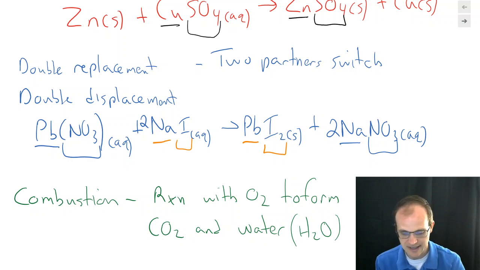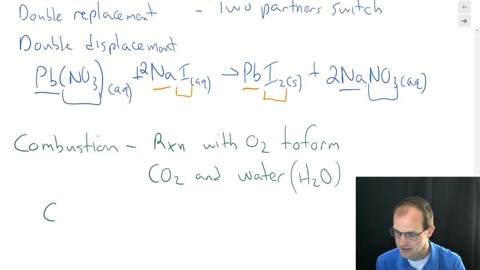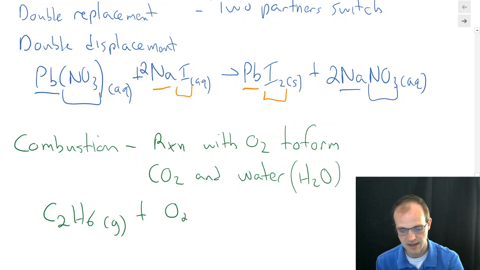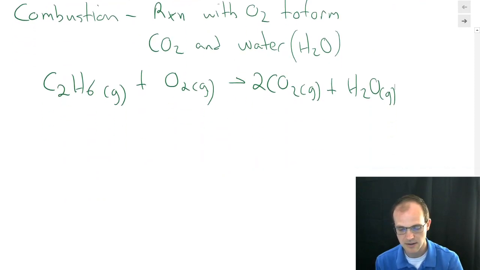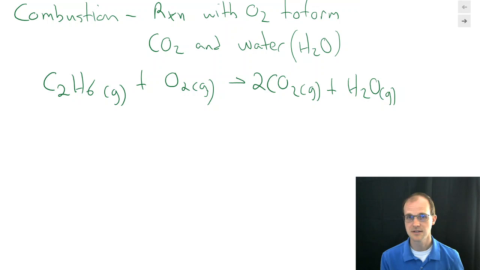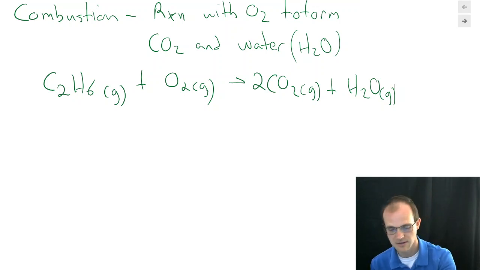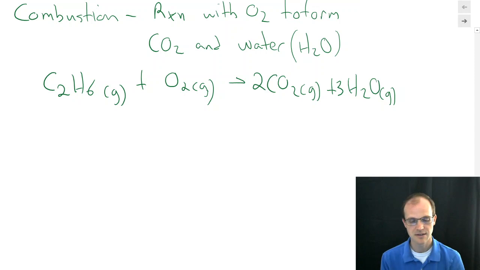So an example is anytime we burn something. So we're going to say C2H6, ethane, react it with oxygen, and we're going to form two CO2s and H2O. Do we have a balanced reaction here? We've got 2 carbons on the left, 2 carbons on the right, 6 hydrogens on the left, but only 2 on the right. So we got to put a 3 there. So now we've got 6 hydrogens on the left, 6 hydrogens on the right.